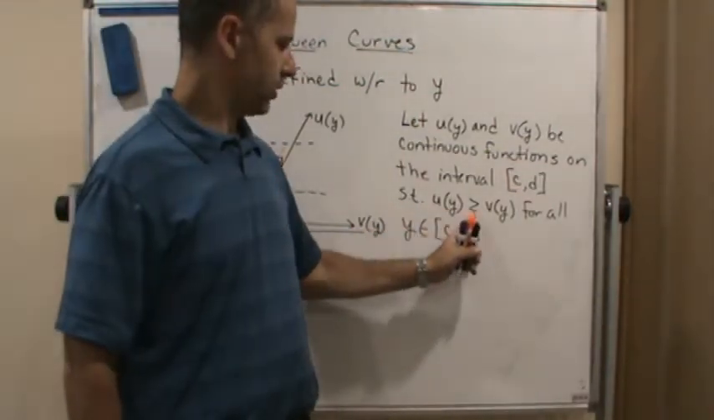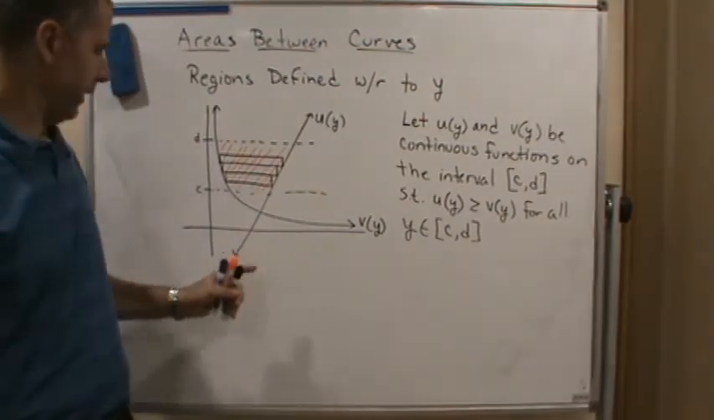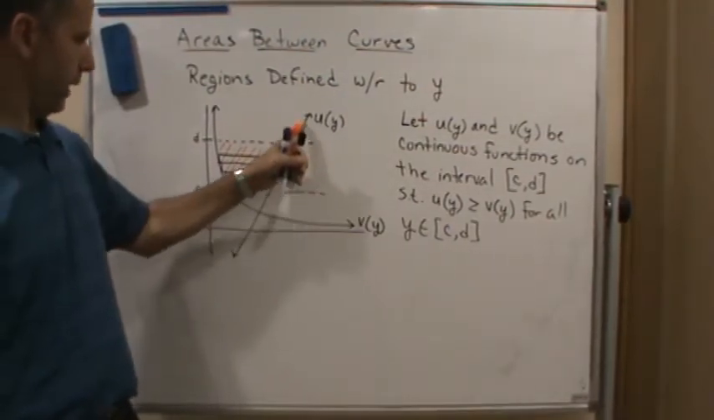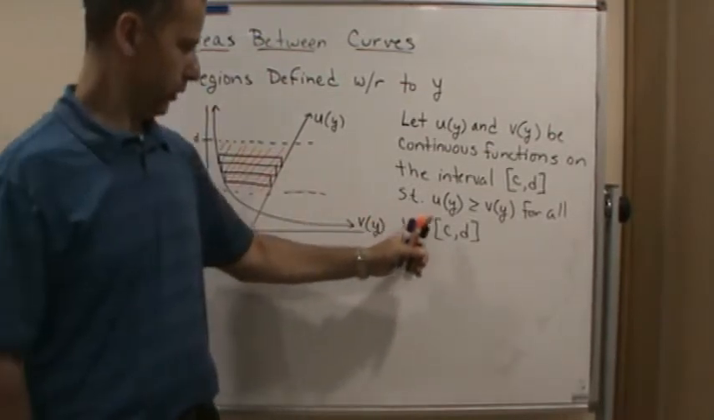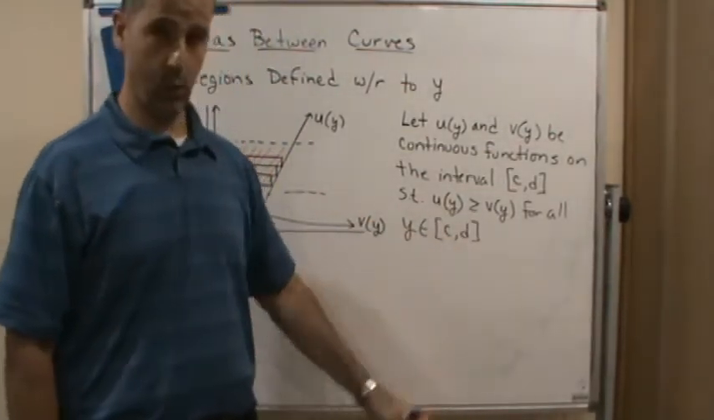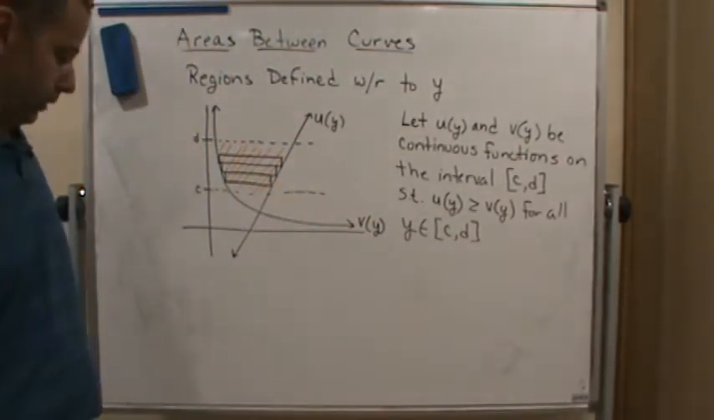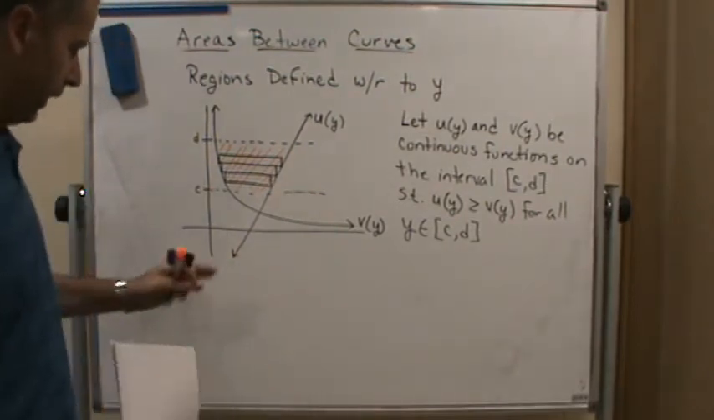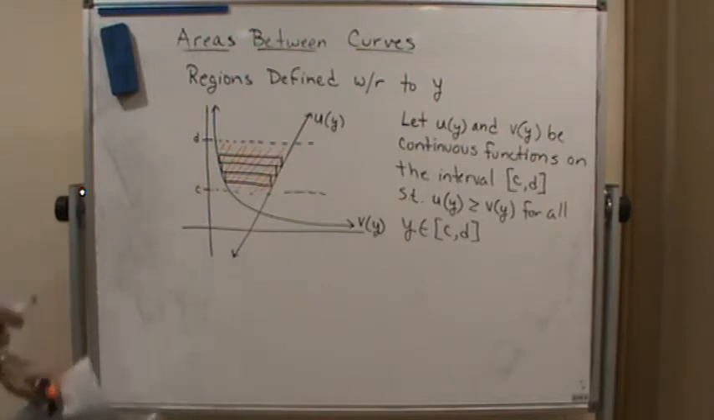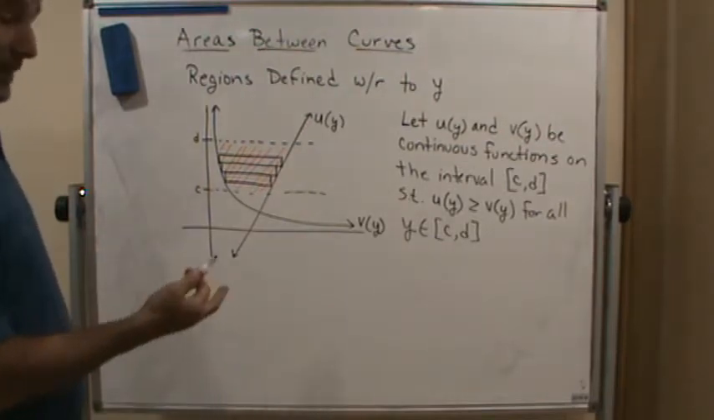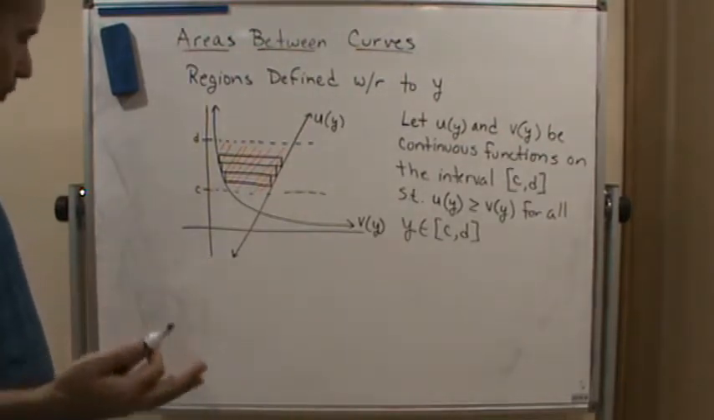such that u of y is greater than or equal to v of y, right? So u of y is greater than or equal to v of y over the entire interval, for all y in that closed interval, okay? So we're going to do the same thing. We're going to divide the rectangles into equal widths.